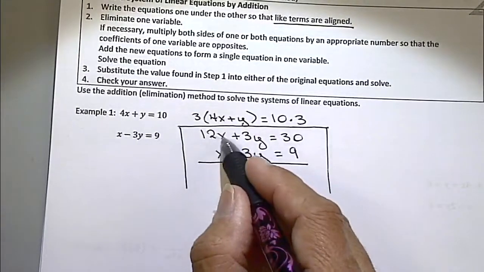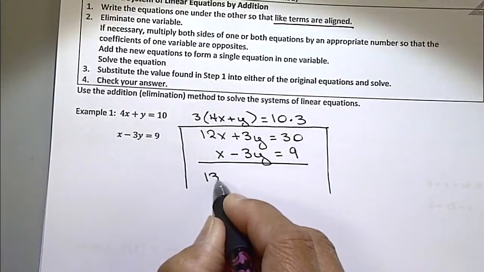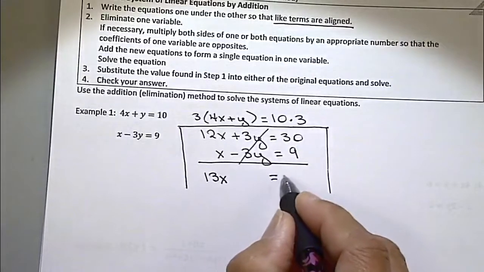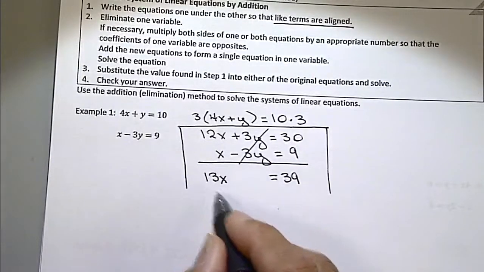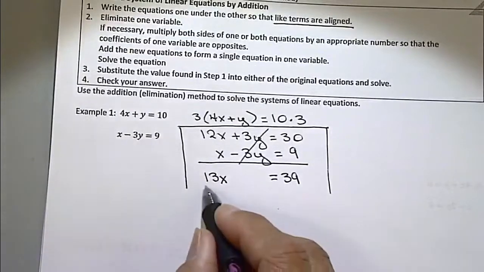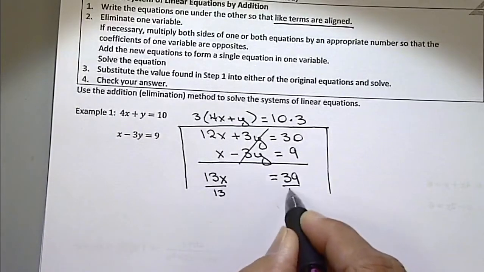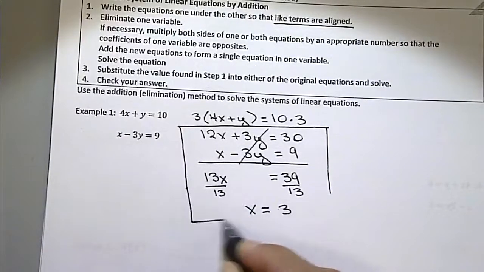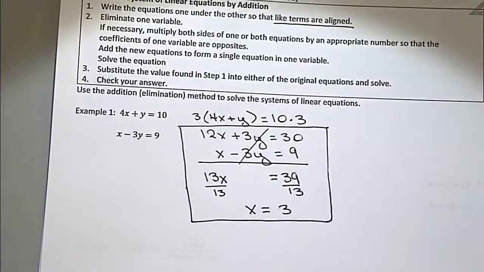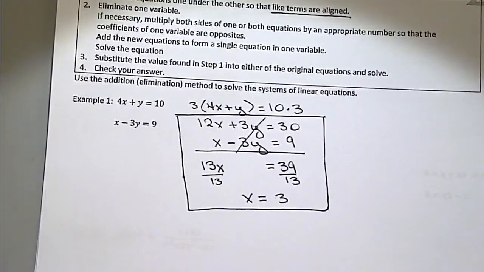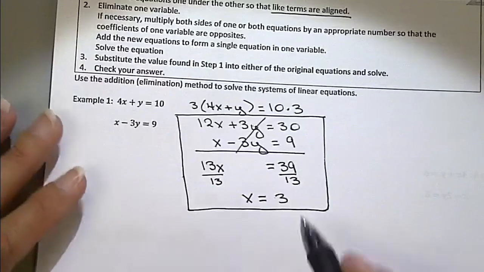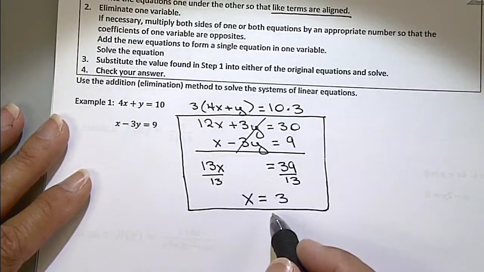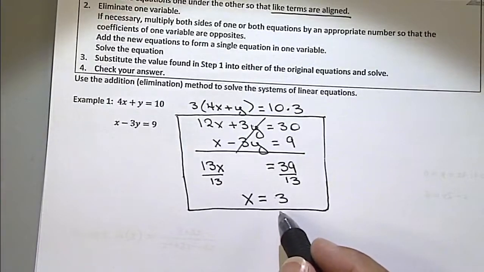When I add 12x and x, I get 13x. These two are going to cancel. Well, that was the whole purpose of this, right? So I have 13x is equal to 39. I'm going to divide both sides by 13, and I'll have x is equal to 3. Okay? All right, good enough? Now what do I do? Well, let's take this x is equal to 3, and let's plug it in to the other equation, right?